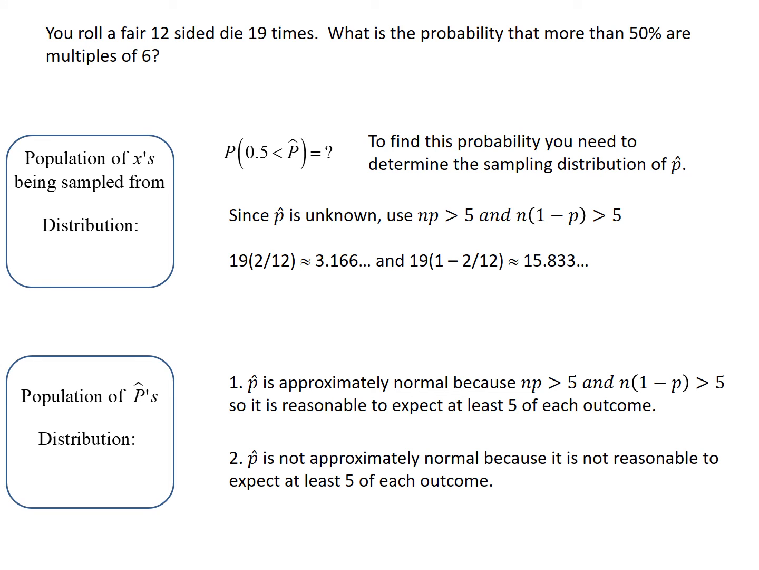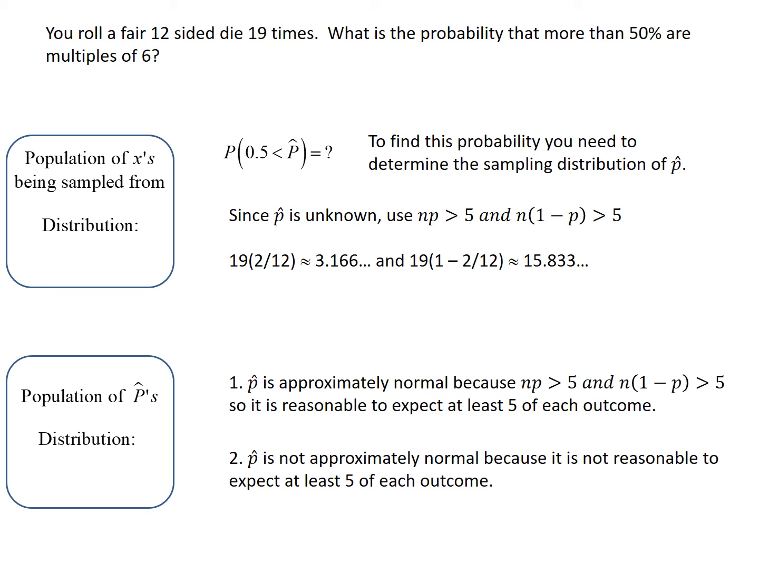So sample size n is 19, probability of getting what we want, which is a multiple of 6, 12 numbers, 1, 2, 3, 4, 5, 6, 7, 8, 9, 10, 11, and 12. Only 2 of those 12, 6 and 12, are multiples of 6. Okay, so we have approximately 19 times 2 twelfths, or a little over 3.166 repeating. Okay, so it's reasonable to expect roughly 3.1 or a little over 3 multiples of 6 out of our 19.